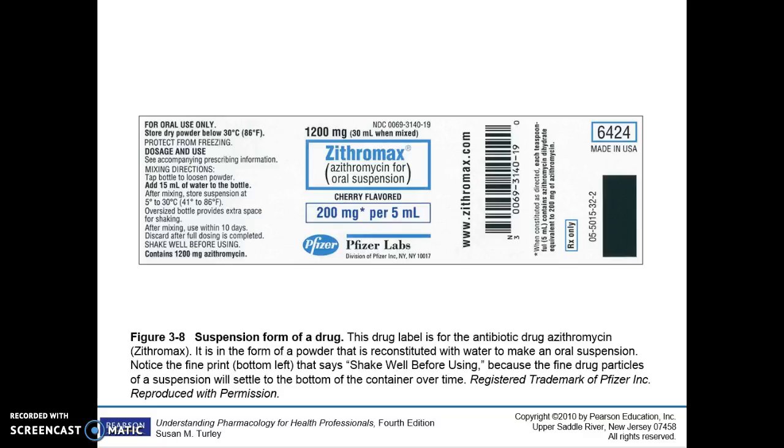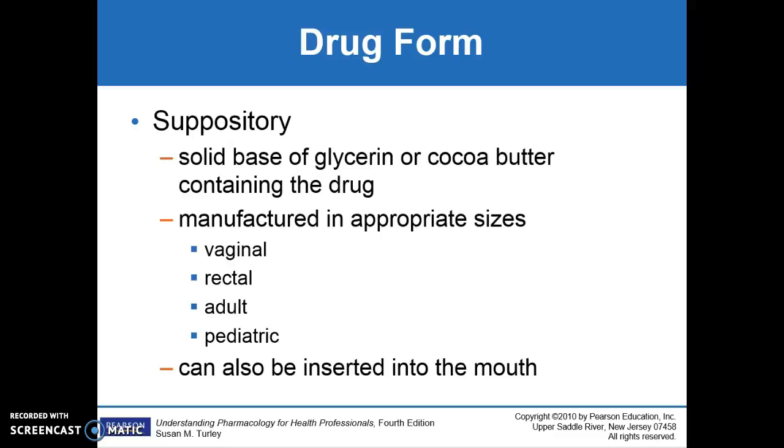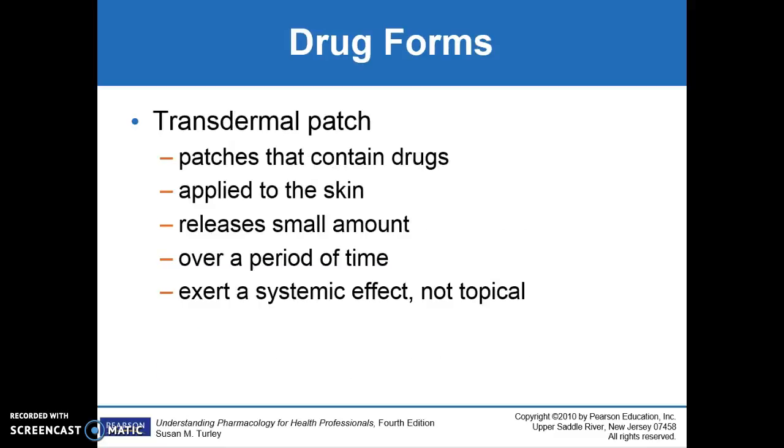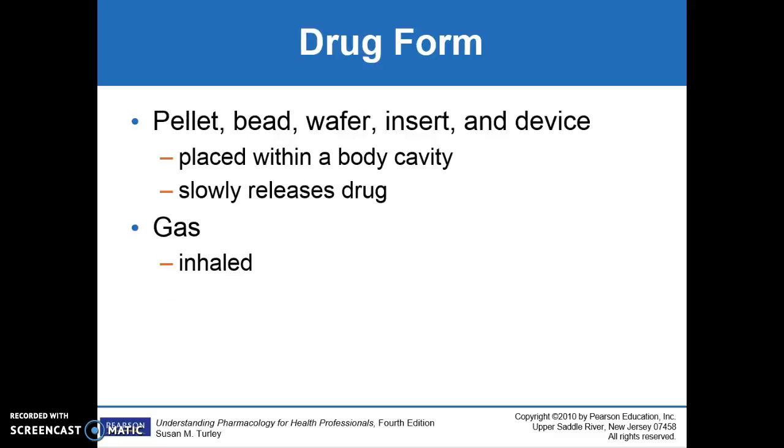Couple other drug forms that you're going to see. The suppositories. Suppositories are not just rectal. You can also have vaginal suppositories, urethral suppositories. We can also have suppositories that are used specifically for children. A transdermal patch is a patch that we actually apply to the skin. Nitroglycerin is a really common transdermal patch. We have pellets, beads, wafers, anything that we're going to put inside the body. And then, of course, we have our inhaled gases that are typically things that we use in anesthesia. That's most likely where you're going to see those.